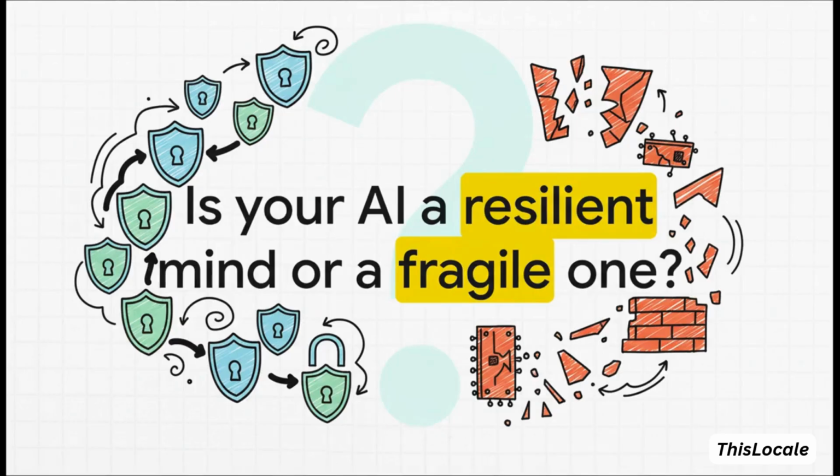And really, that leaves us all with one final thought to chew on. AI is increasingly becoming the central brain for most critical systems. The question we all need to answer is whether the security architecture we're building around it is creating something truly resilient or something dangerously fragile.